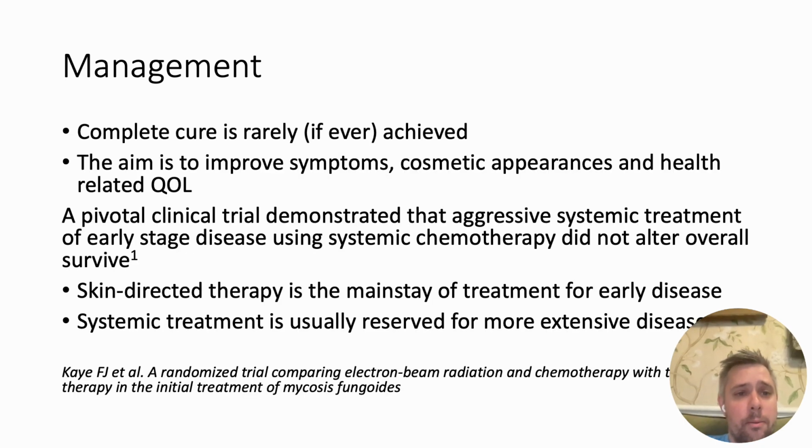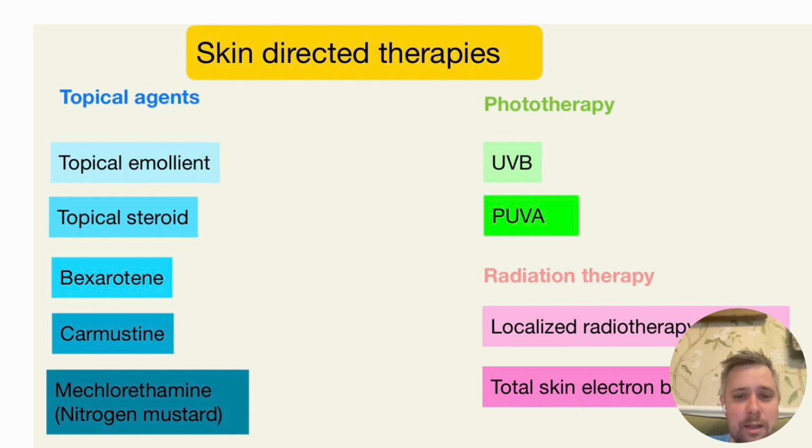So with regards to mycosis fungoides, complete cure is rarely, if ever, achieved, and the aim is to improve symptoms, cosmetic appearances, and health-related quality of life. And a pivotal clinical trial actually demonstrated that aggressive systemic treatment of early stage disease using systemic chemotherapy does not alter overall survival, and therefore skin-directed therapy is the mainstay for early disease, whereas systemic treatment is usually reserved for more extensive disease. Essentially, so what is skin-directed therapies?